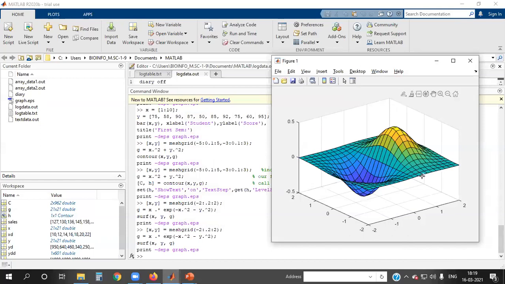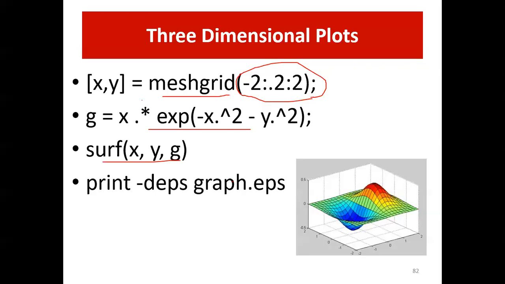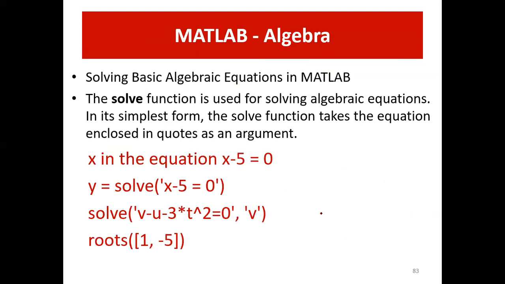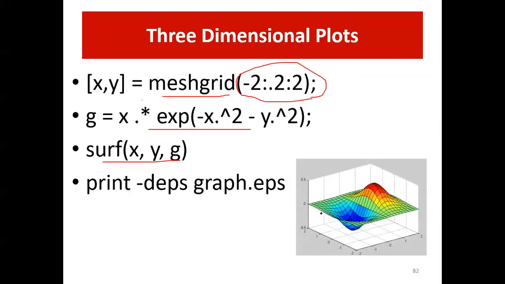From here, x-axis, y-axis, and z-axis. So for x we have -2 to +2, increment by 1. There it is: -2, -1, 0, +1, 2. Then the y-axis also, and then z we have for x, -x²-y². So this type of three-dimensional diagram or three-dimensional plots we can also generate with the help of MATLAB.